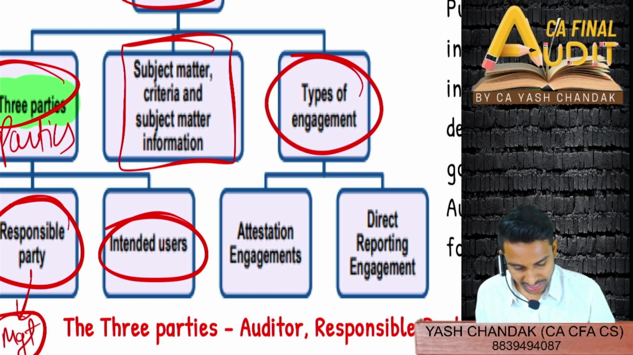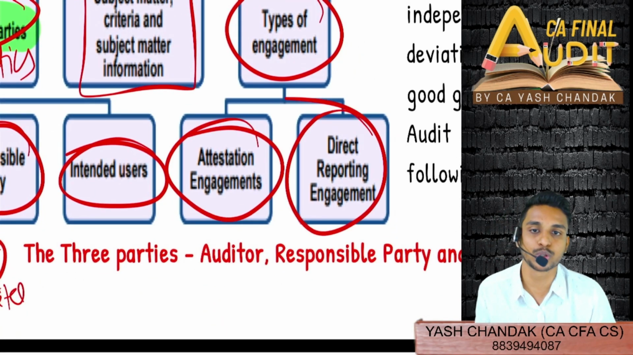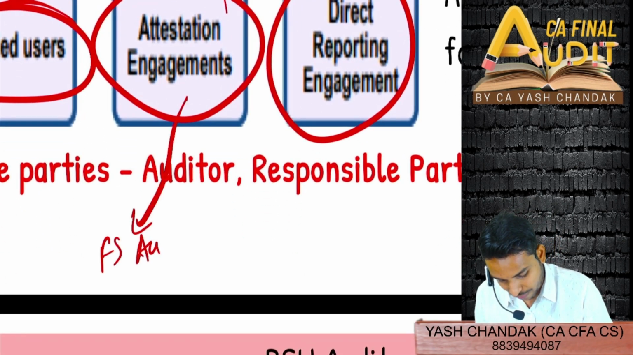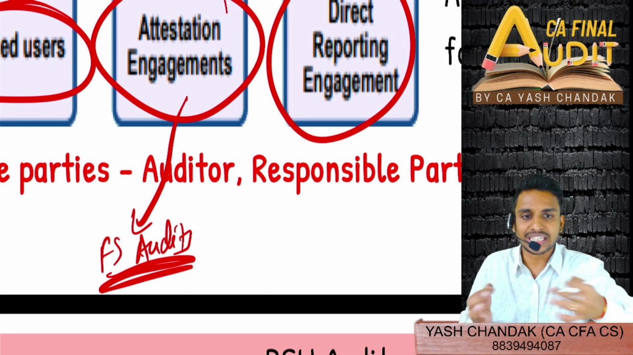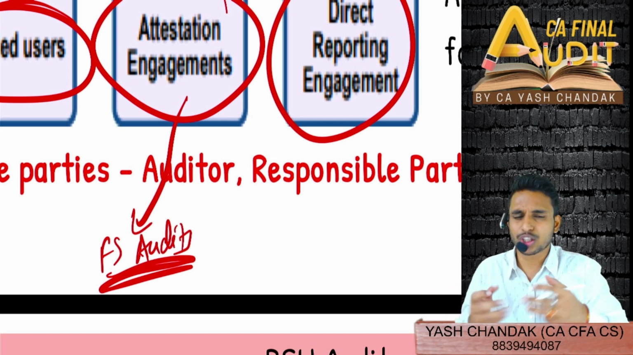And then the types of engagement, there are two types of engagement. One is attestation engagement, and another one is direct reporting engagement. So attestation engagement is like the financial statement audits. Financial statement audits are attestation engagements only, where we give our opinion, we attest, we have the attest function like the normal audits.